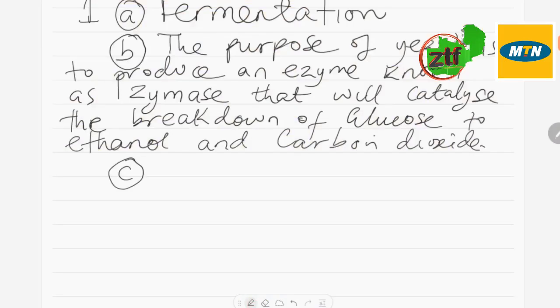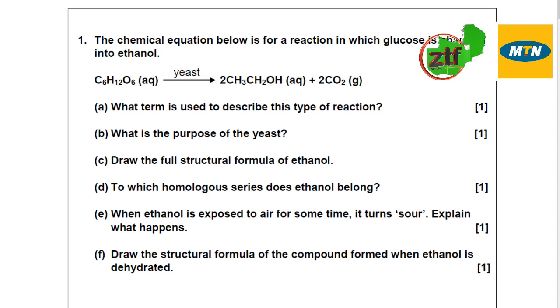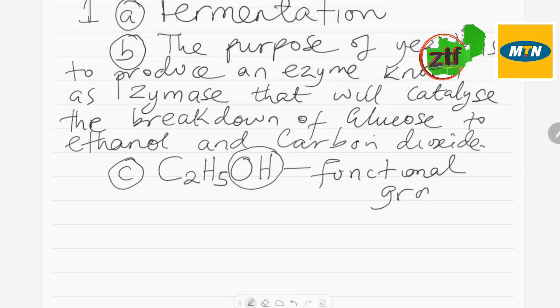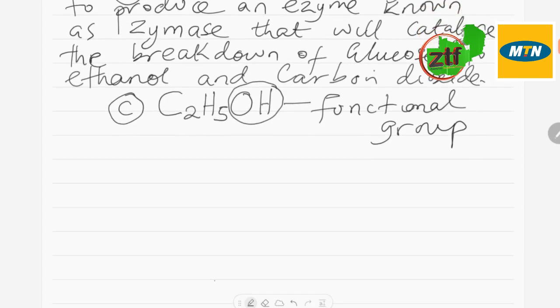Number C, draw the structural formula of ethanol. Remember, the formula for ethanol is C2H5OH. This OH is known as the functional group. So all alcohols, their functional group is OH. But the question is, draw the structural formula.